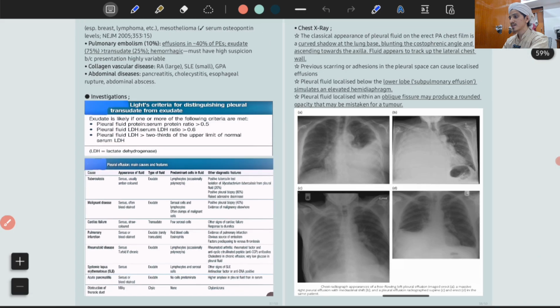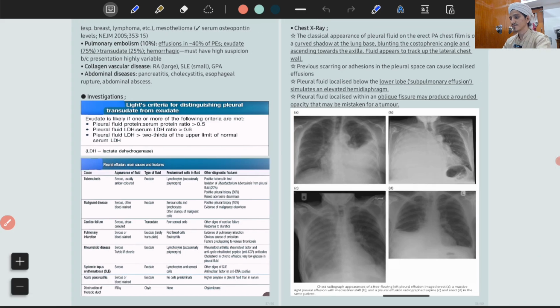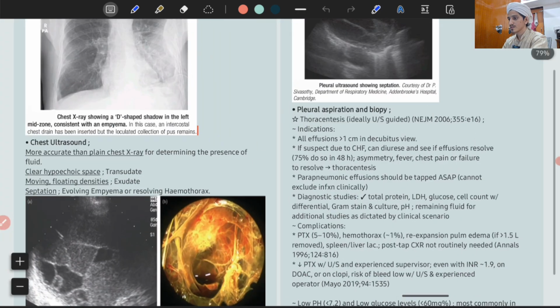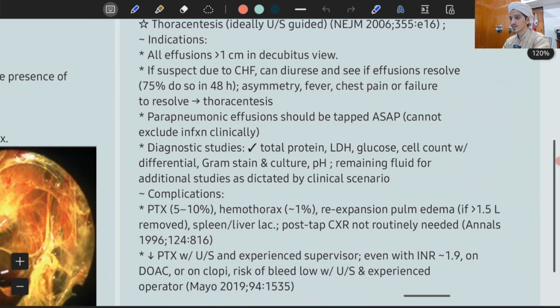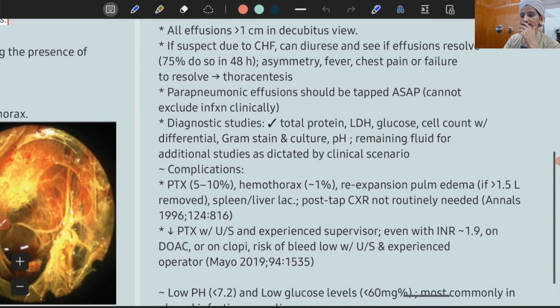So Light's criteria, transudate, exudate, and specific features. So what other diagnostic studies you will do? You will do total protein and LDH. From this you will know whether it is a transudate or exudate. Then you will do glucose. This is also very important. If glucose is less, either it can be infection, or it can be tuberculosis, or it can be rheumatoid arthritis. You will have cell count with differential count.